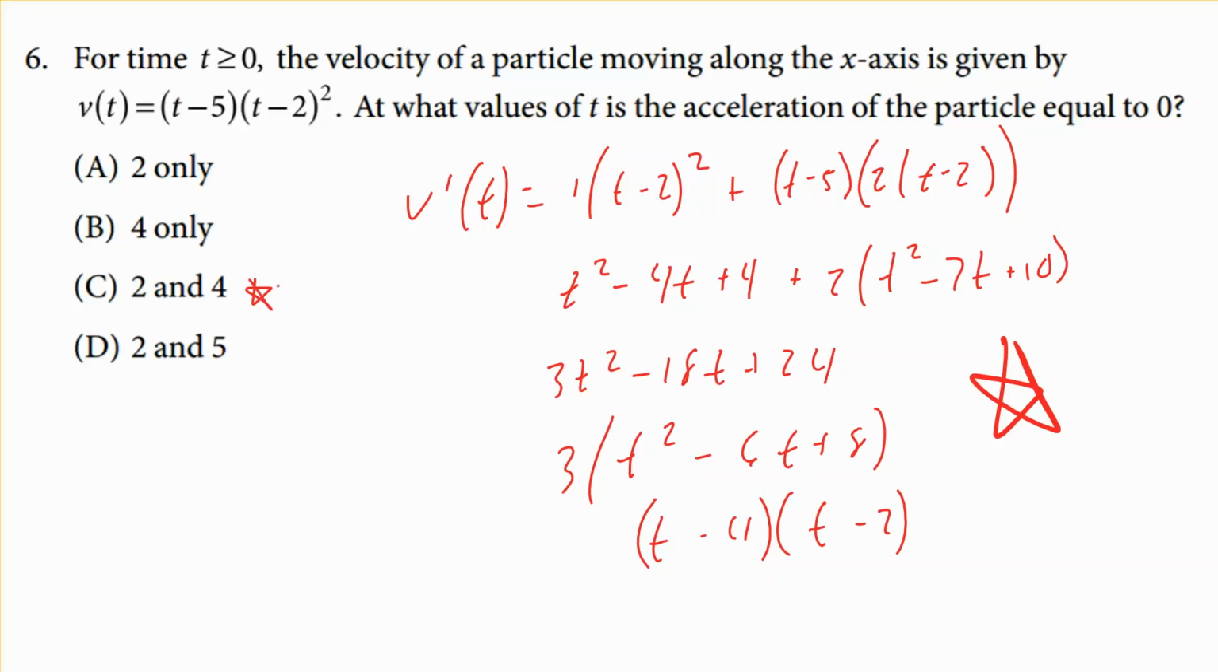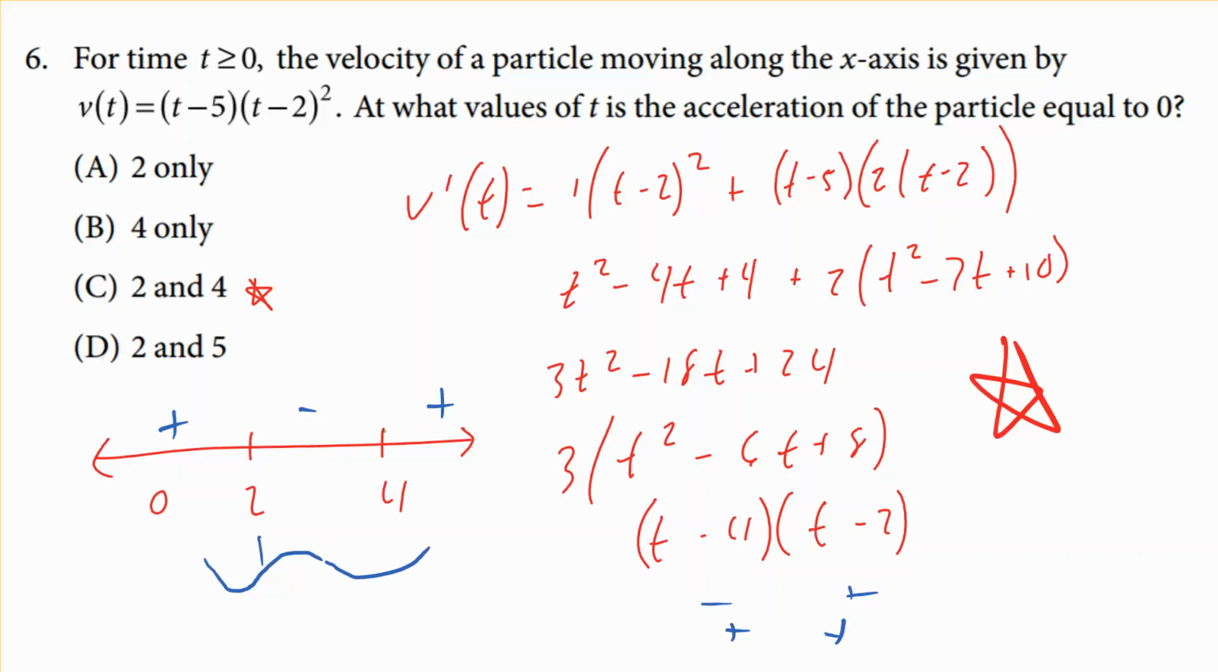So the 4 and the 2 are what we're considering, but then we have to decide if it changes. So let's check the 2 and check the 4. If I put a number in like 0, I get a negative number times a negative number, which is a positive number. If I put in 3, I get a negative positive, which is a negative. And if I put in a 5, I get positive positive. So it does change at both. It changes from concave up to concave down at 2, and it changes from concave down to concave up at 4. So it does change at both of those, but we should check to make sure it changed.